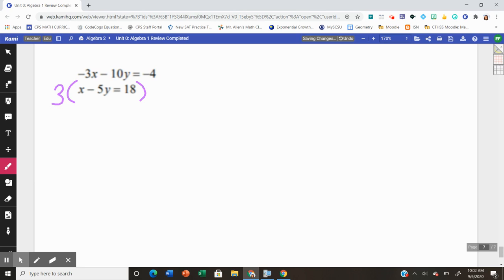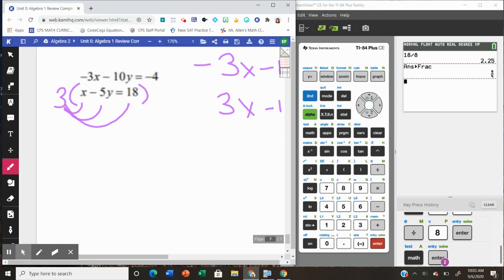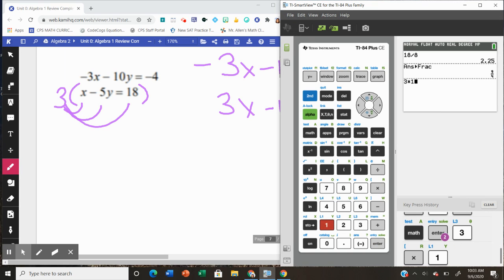So first thing, I'm going to copy that top equation as is. I'm not touching it. I'm just copying it so I can use it in my next step. All right, now let's multiply by 3. 3 times x is 3x. 3 times negative 5y is negative 15y. 3 times 18 is 54. Use a calculator if we need to, if we're not comfortable, right? Don't want to make any errors or mistakes because then that's going to mess up everything else, right? So we're good to go.